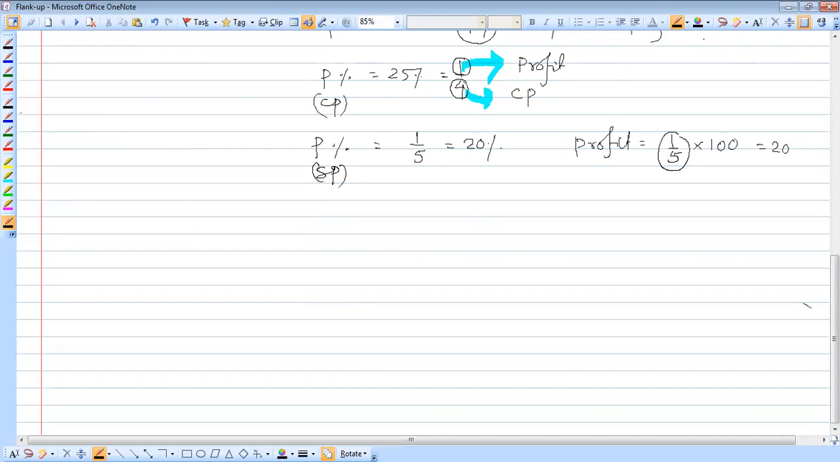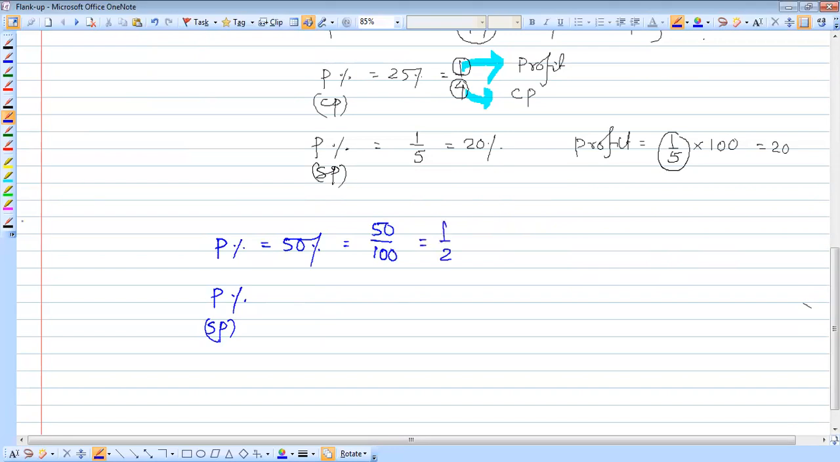Say the profit percentage is 50%. Find out the profit percentage calculated on the selling price. So how do you convert? How do you change the base? 50% is 50 by 100, which is 1 by 2.